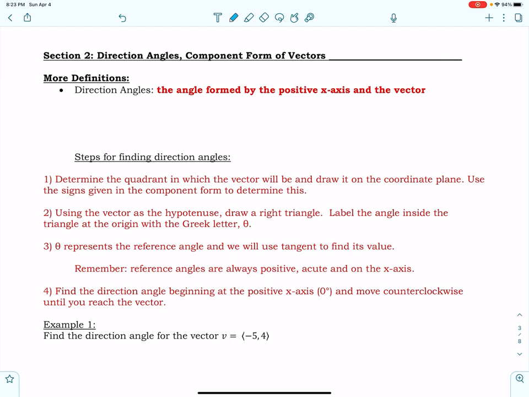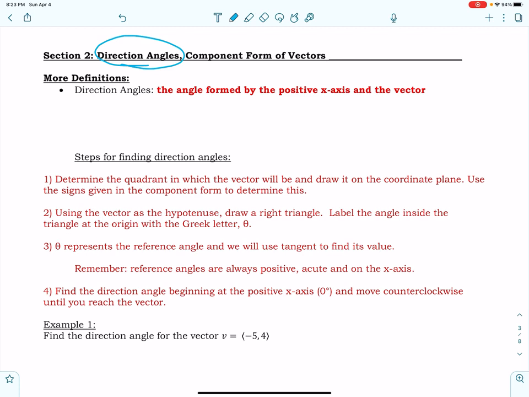Pre-cal babies, we are still in Unit 9, Vectors. You know it. So in this video, we are going to define what a direction angle is, and we are going to use our steps for finding direction angles. I know you're very excited about this, so try to calm down. All right, so what is a direction angle?